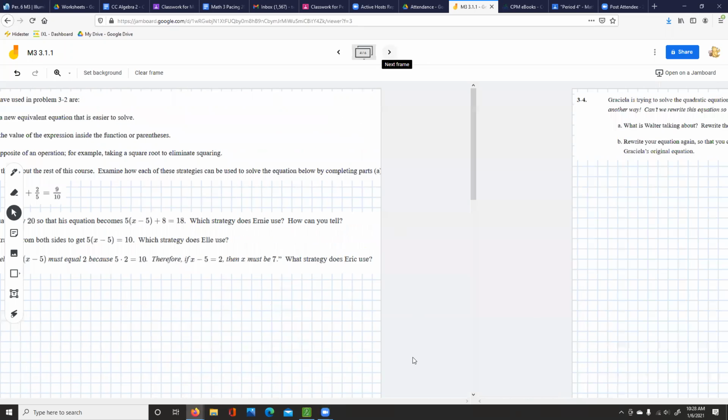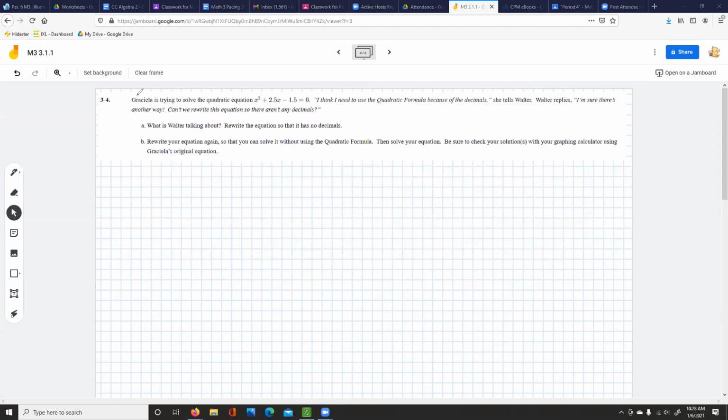Okay. So for this one, part 4, Graciela is trying to solve the equation x squared plus 2.5x minus 1.5 equals 0. "I think we need to use the quadratic formula because of the decimals," she says to Walter. Walter replies, "I'm sure there's another way. We don't have to use the quadratic formula. Can't we rewrite this equation so there aren't any decimals?" Well, is that true? Can we do that?